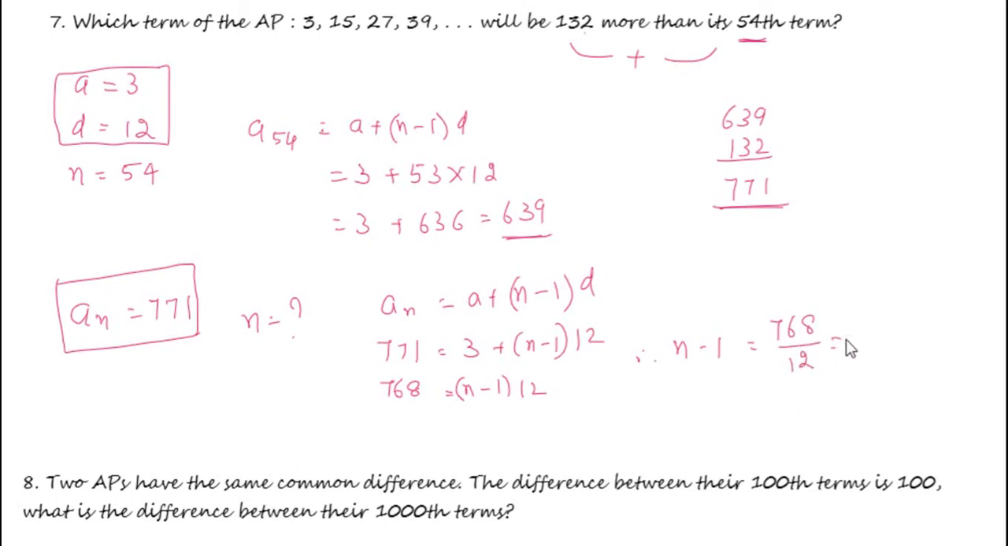12 6 times, that is 72. 48, that is 4. 64. Therefore, n equal to 64 plus 1, 65. So the 65th term is 132 more than the 54th term.